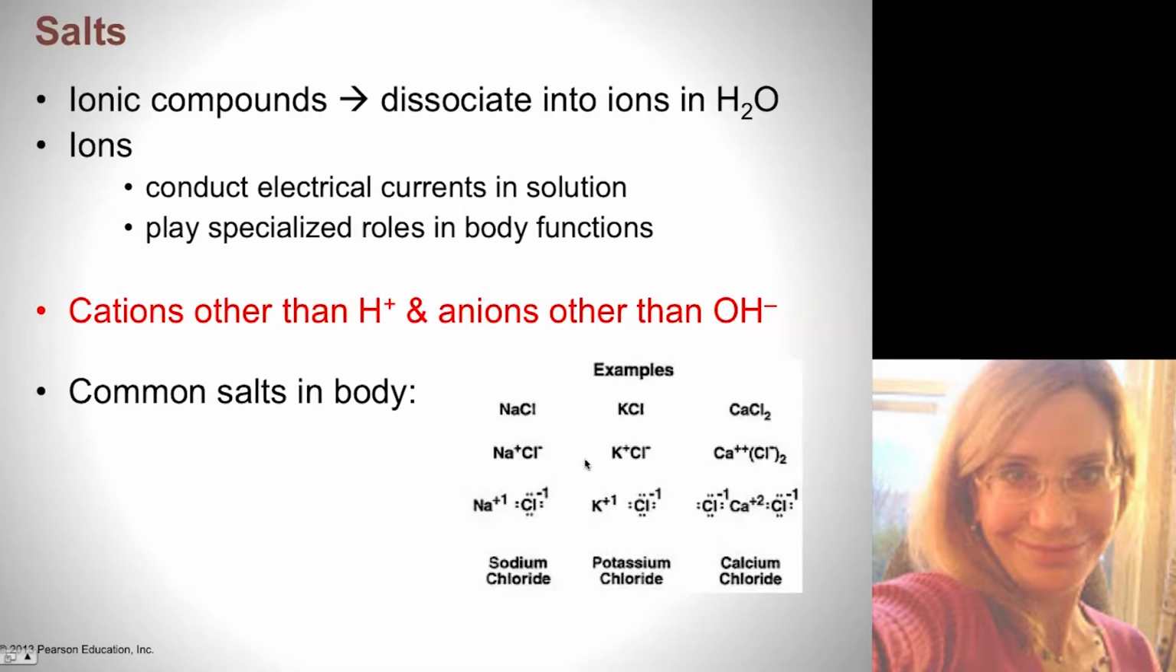So common salts in the body are sodium chloride, which dissociates into sodium and chloride. And then you have potassium chloride, which dissociates into a potassium ion, a cation, and the chloride ion, a negatively charged ion. And even calcium chloride. So you can see here that calcium is a cation. It actually has a charge of +2, and then you have 2 chloride ions released. So it's CaCl2.